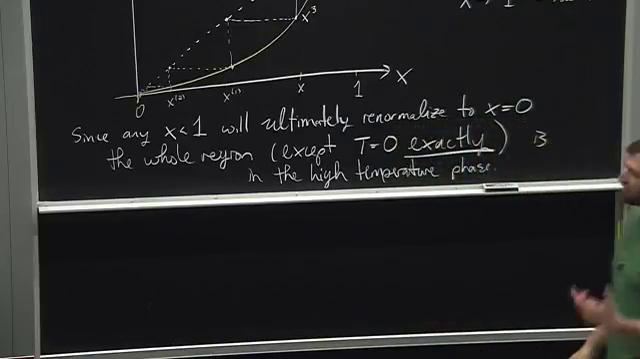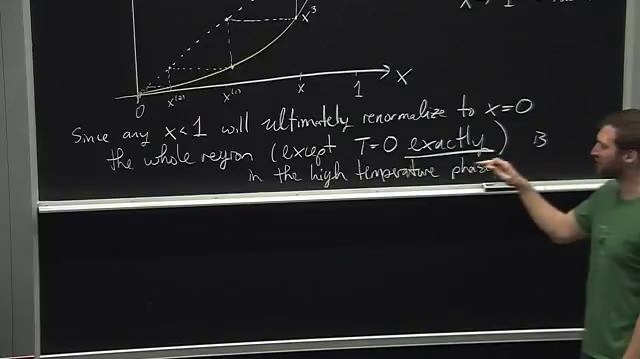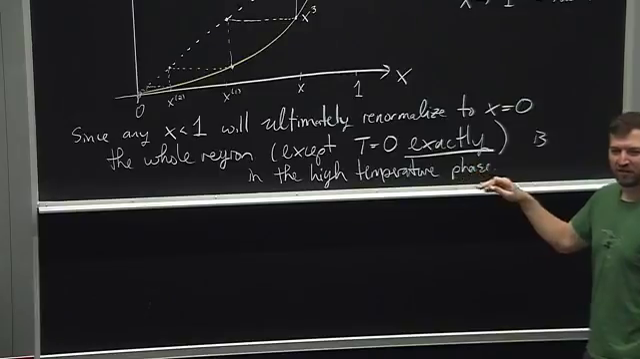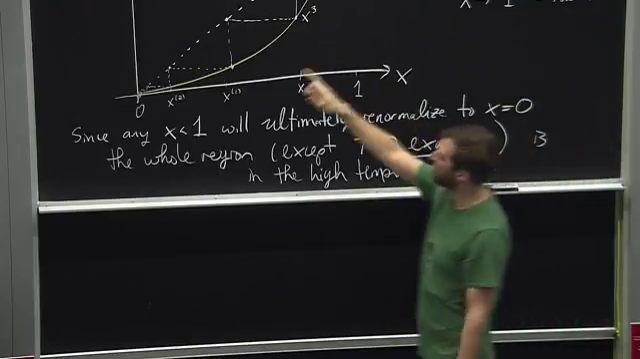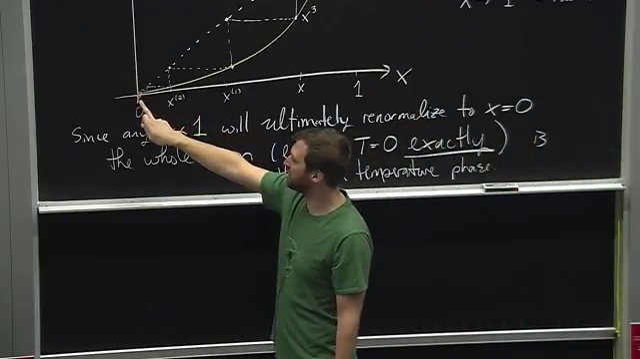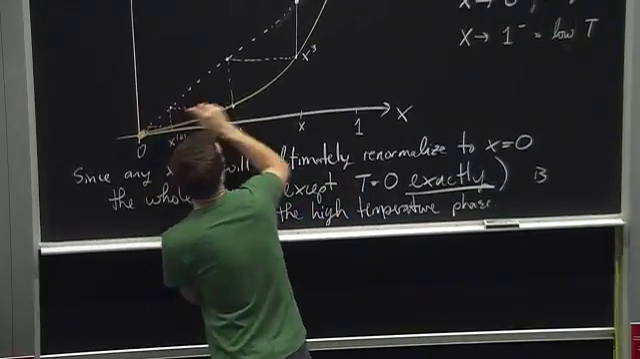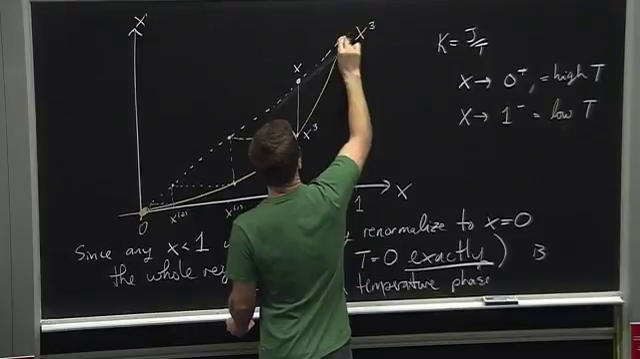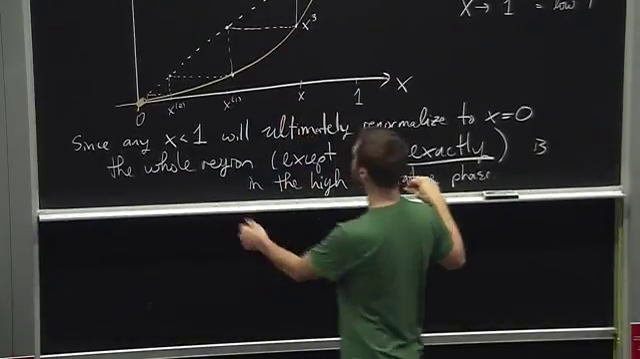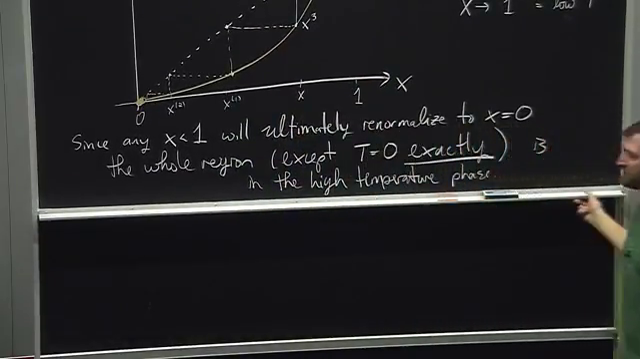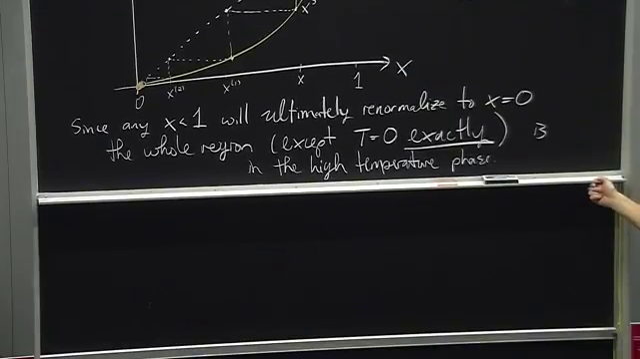So a way of understanding that physically is that for any temperature that isn't T equals 0 exactly, you're in the same phase as the phase described by this point here. Okay. So that's the interpretation of what the RG is telling you.